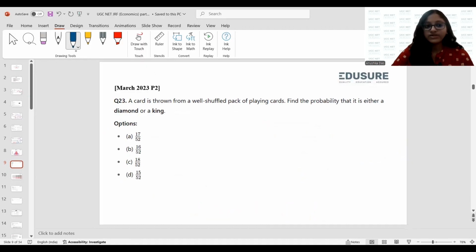Okay. Now let's quickly move on to the next question and solve this. March 2023, paper number 2. It says a card is drawn from a well shuffled pack of playing cards. Find the probability that it is either a diamond or a king.